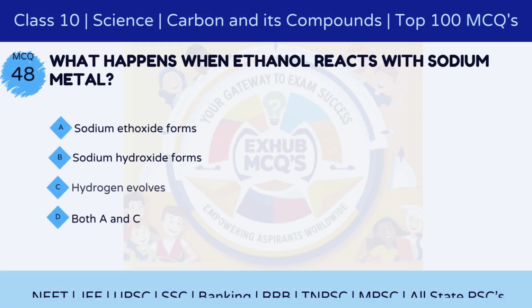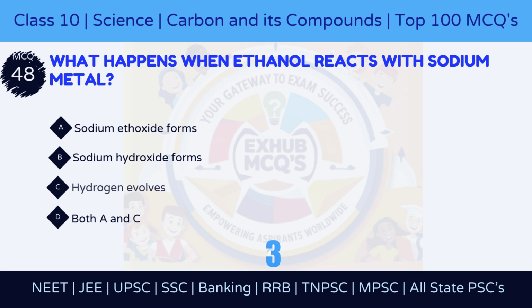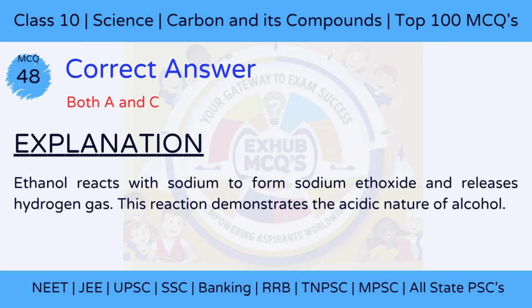MCQ 48. What happens when ethanol reacts with sodium metal? Option A, sodium ethoxide forms. Option B, sodium hydroxide forms. Option C, hydrogen evolves. Option D, both A and C. The correct answer is option D, both A and C. Explanation: ethanol reacts with sodium metal to form sodium ethoxide and release hydrogen gas. This reaction demonstrates the mildly acidic nature of ethanol.